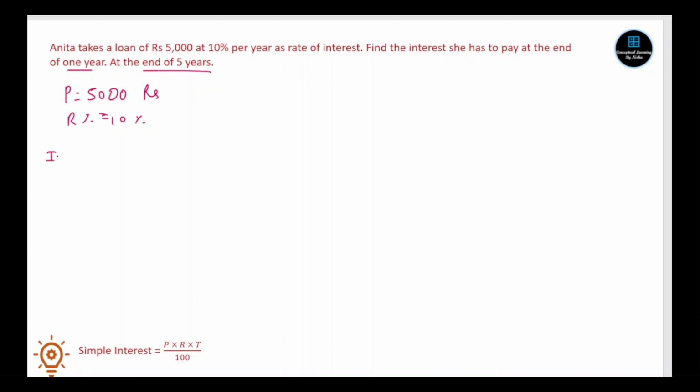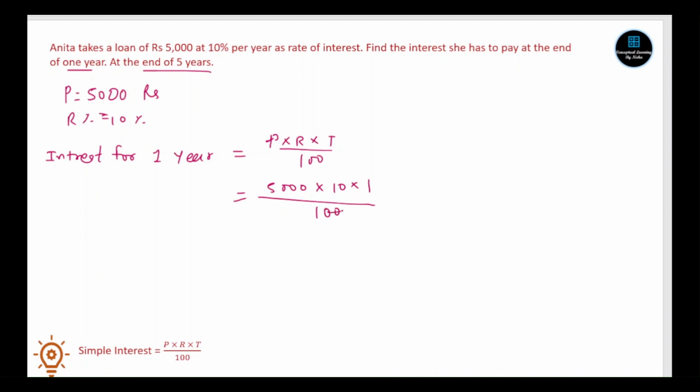So interest for 1 year is equal to P into R into T upon 100. When I put all the values here, 5,000 into 10 into 1. We are calculating for 1 year, right? And when I simplify this, what do we get? 500, right?